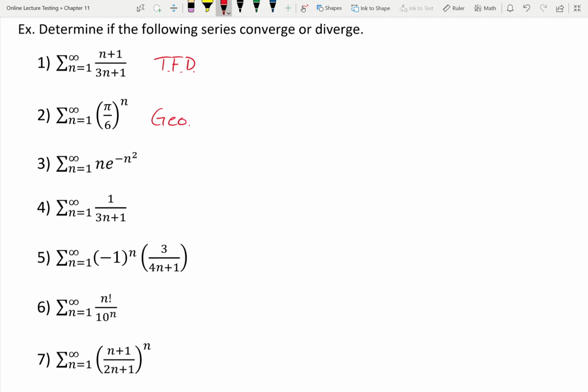All right, the next one, I have n e to the negative n squared, which can be rewritten as n over e to the n squared. So there's a couple ways I could do this. I could use the ratio test. That will work perfectly fine on this one. But here I'm going to use the integral test. And the reason I'm doing that is, one, forcing you guys to see the integral test one more time.